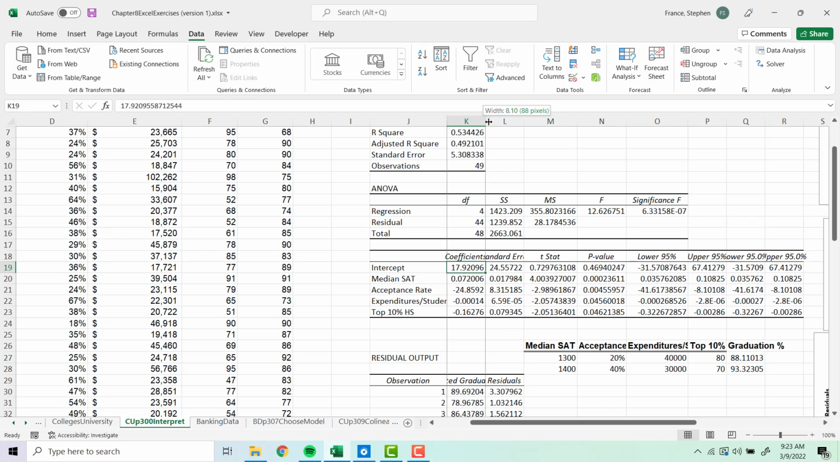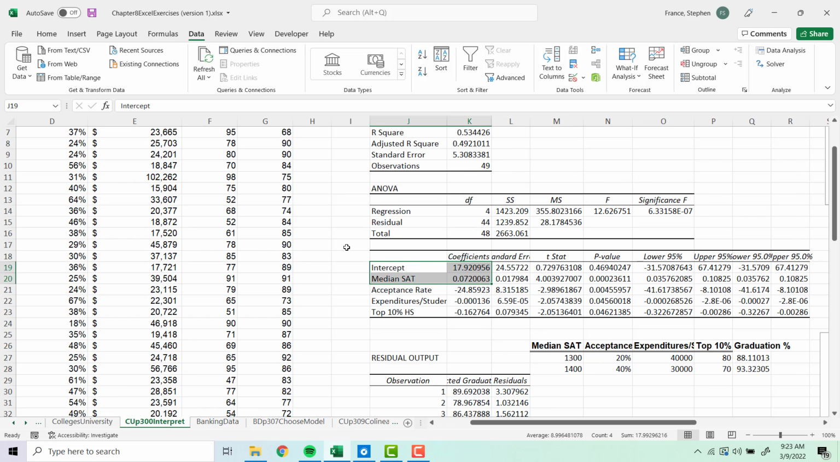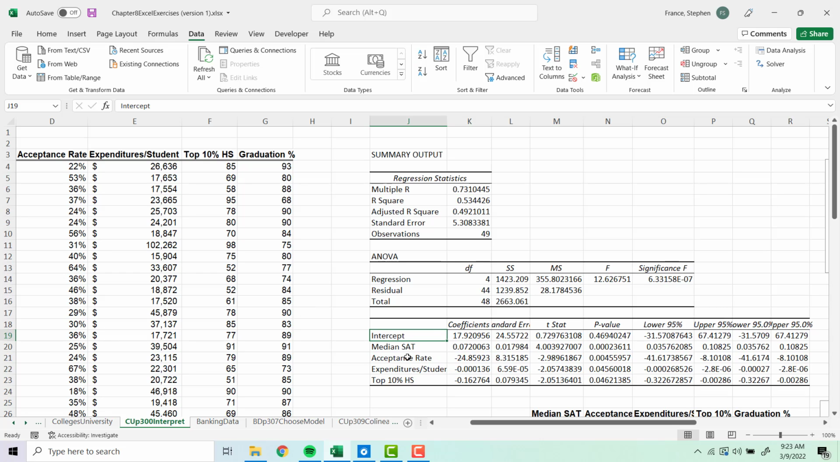And let's have a final think about the interpretation here. So the intercept is the graduation rate when all these other values are 0, which again is not particularly meaningful. It's outside the range of the data. For one increase in median SAT, the graduation rate goes up by 0.07, assuming all the other independent variables are held constant. With acceptance rate, if it increases by 1, then the graduation rate decreases by 24.